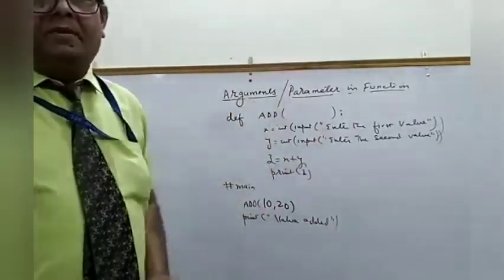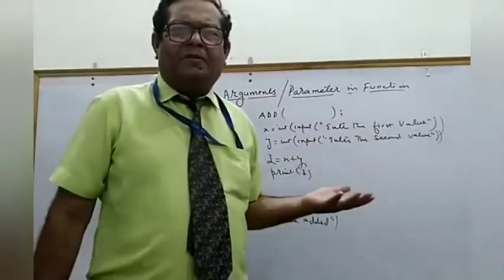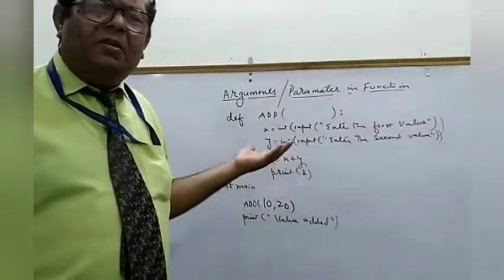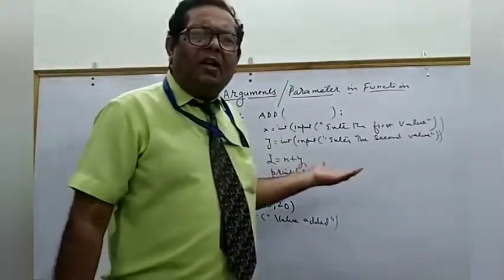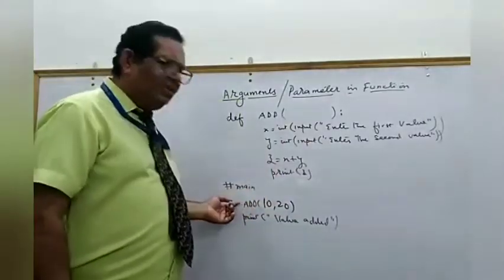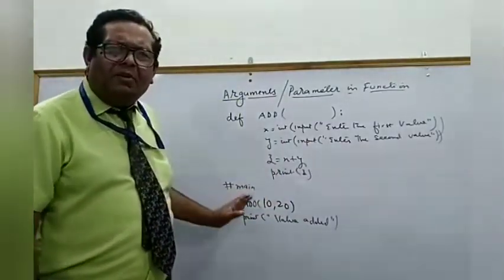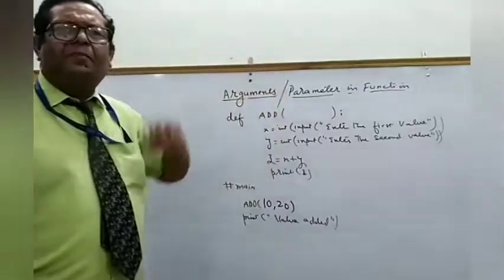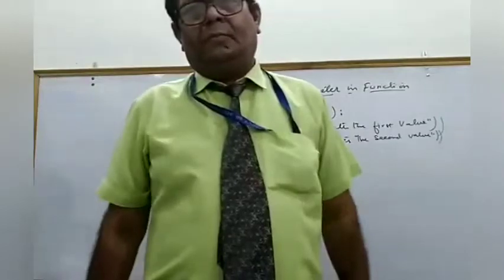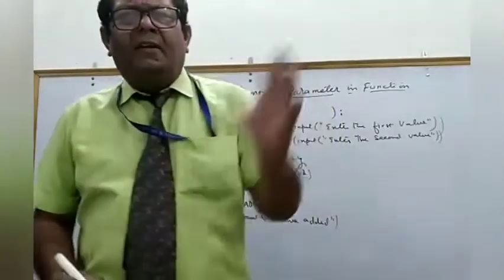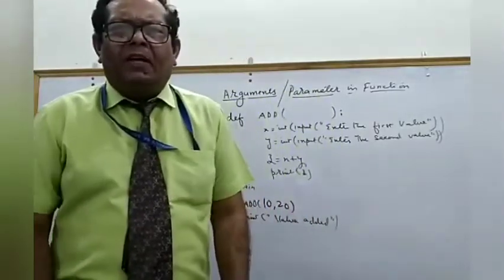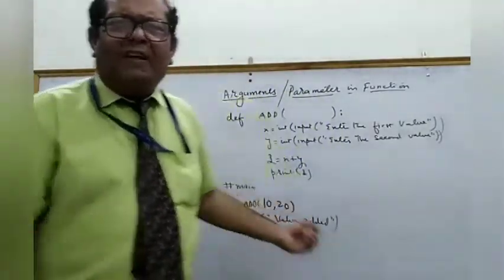Now what will happen? Now you know. When the function is called, what happens? The control goes to the place where the function is defined. That thing I taught you in the last class: the flow of control. So when the function is called, the control will go to the place where the function is defined. And when the control goes, it won't go empty-handed. Rather, it will go with the values which are given here when it is called.